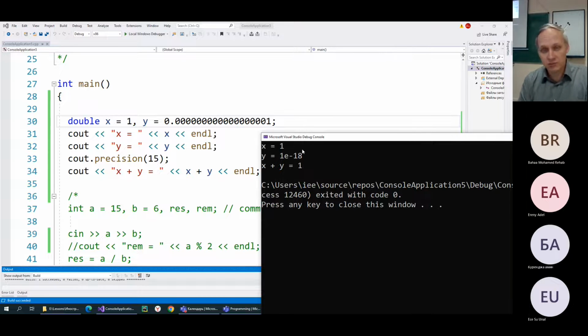So when you work with real numbers, you should always remember that any number is represented in computer memory only with a fixed number of decimal digits after the point. For the type float, this number of digits is 7. For the type double, it is 15 or 16 digits, but not more than that number of digits.